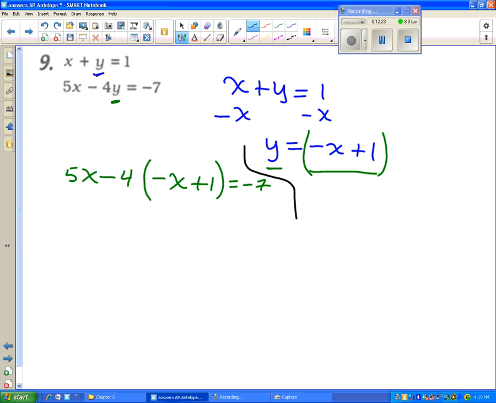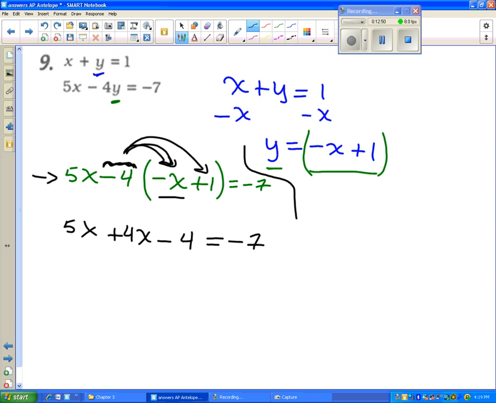Again, I want to solve for x now in this equation. I'm going to take this negative 4 and distribute it into the x. So 5x, negative 4 times a negative x is going to be plus 4x. Negative 4 times plus 1 is negative 4. This is equal to negative 7.